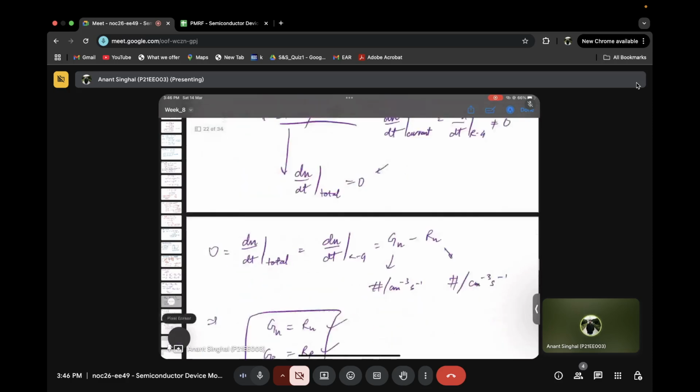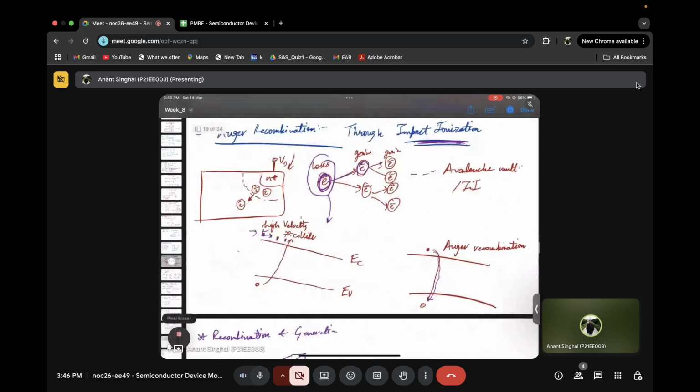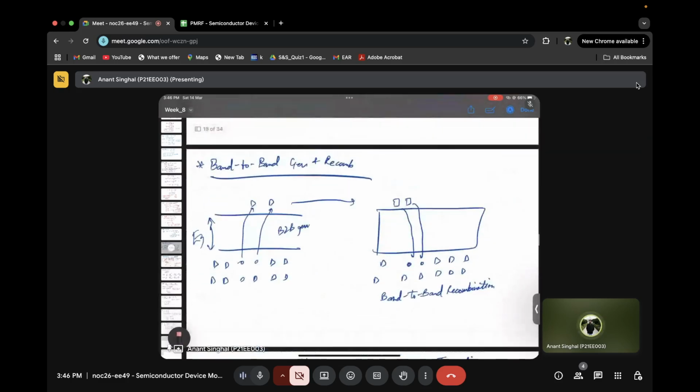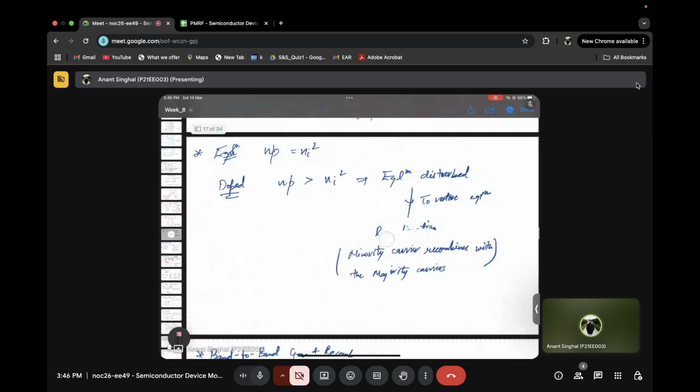Here also I explained. Let me go back. Yeah. So whenever I said recombination, it is nothing but the minority carriers getting recombined with the majority carriers, because the minority carriers are the upper side electrons that are getting combined with your holes, right?